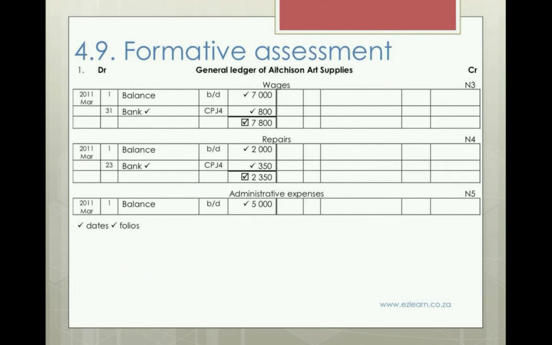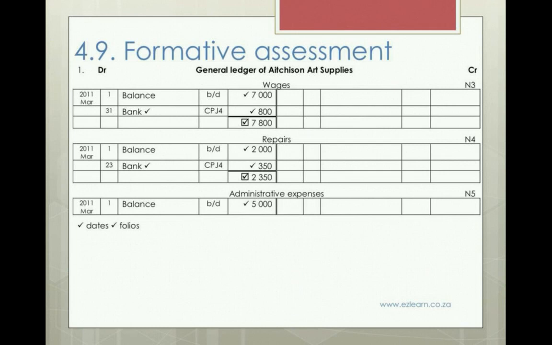Administrative expenses are obviously expenses as the name implies, and so you would enter the balance brought down of 5,000 on the debit side as well. This is worth 1 mark. Once you've finished marking all the accounts themselves, go back and check your dates. Did you do the dates correctly? If all your dates are perfect, you can earn another tick. If one is wrong, however, you will lose this mark.